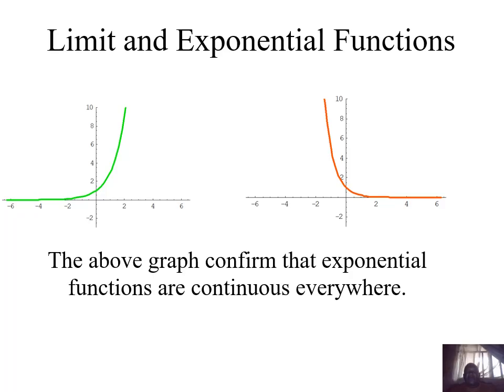So the above graph confirms that exponential functions are also continuous everywhere. There is no point of discontinuity, and this is what we want you to note. Sine and cosine functions are continuous everywhere. Tangent, secant, cotangent, and cosecant are continuous only within their domain. Whereas the exponential function, as we have it, is continuous everywhere.